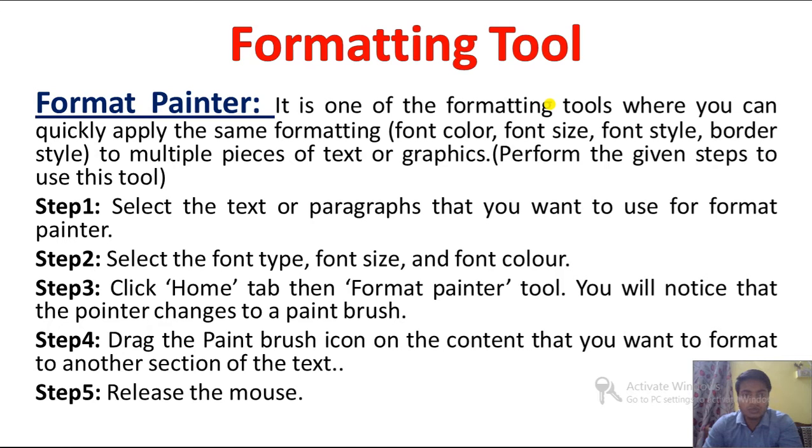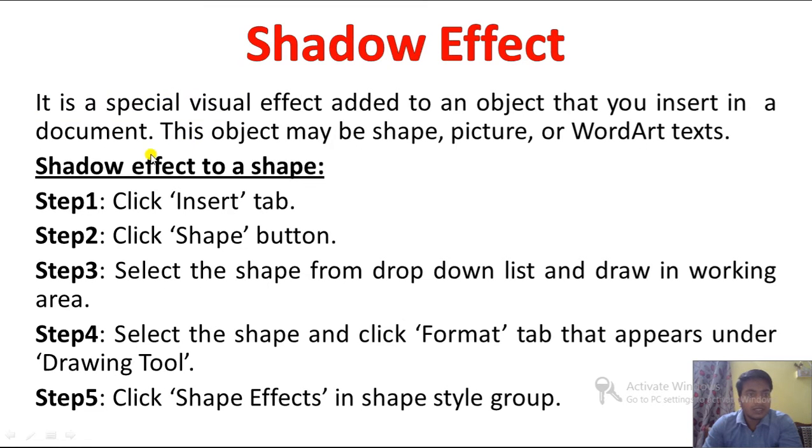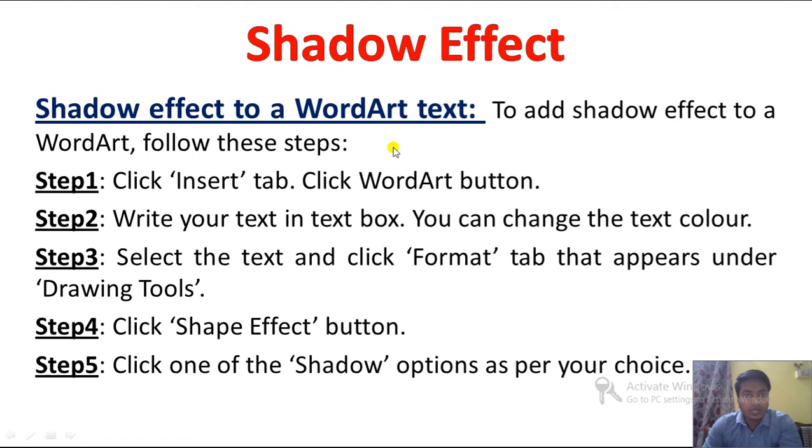In the last video we were discussing the formatting tool, where we had seen format painter, the use of format painter, then shadow effect. In shadow effect we had seen how to give a shadow effect to a shape. Today also we will continue with this shadow effect. So here we have shadow effect to a word art text. Now how to give shadow effect to a word art text.